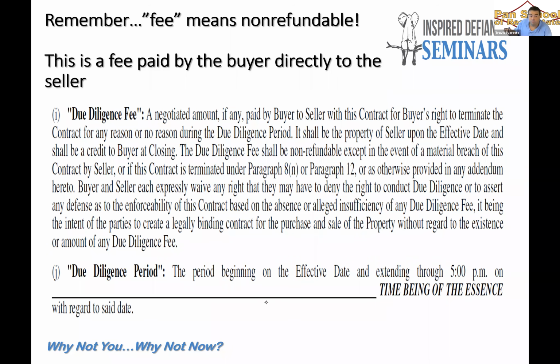This is a snippet of where the due diligence period is listed on the contract. And so this would be one of those lines we would fill in. So in our example, we said it was October 5th. So we write in October 5th of 2020. And notice it says extending through 5 p.m. on October 5th, time being of the essence. What did we say that phrase, time being of the essence, means when we put it in our contract? There is no exception. It will happen on that date.